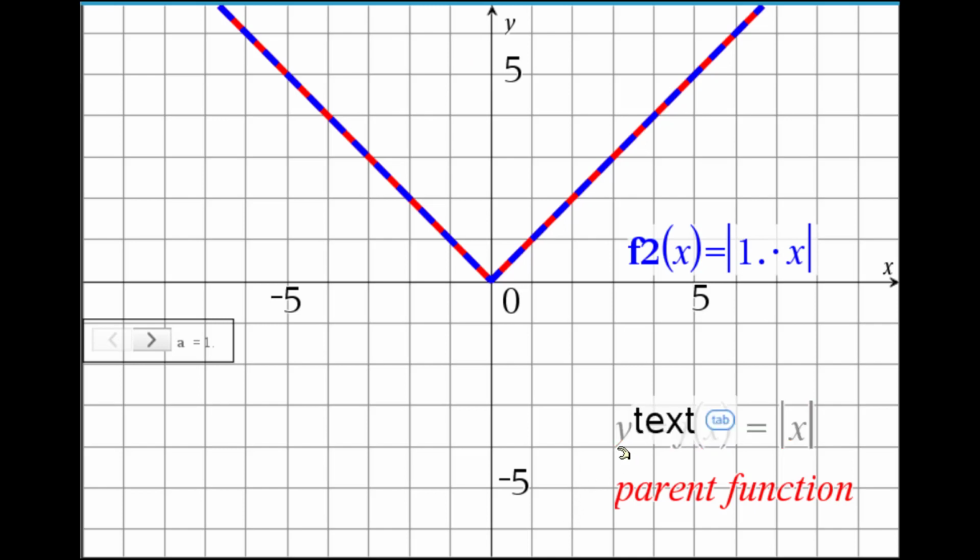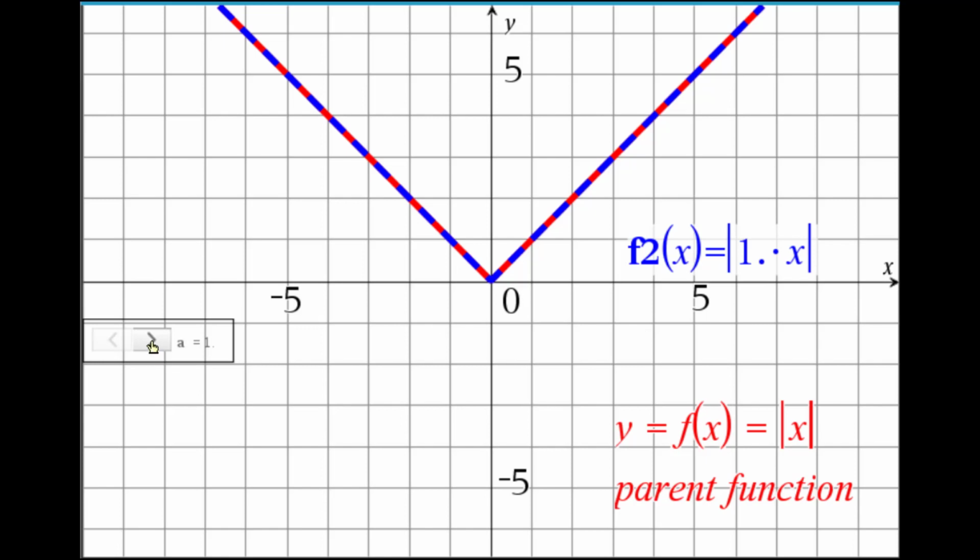Please notice that the parent function is in solid red. The transform function is going to be in dashed blue. And this is the slider. We're going to use the slider A, the variable A, to control the coefficient of x here. So right now they are identical.